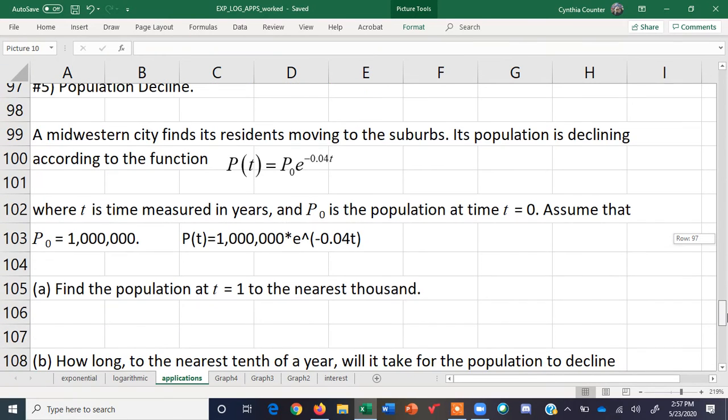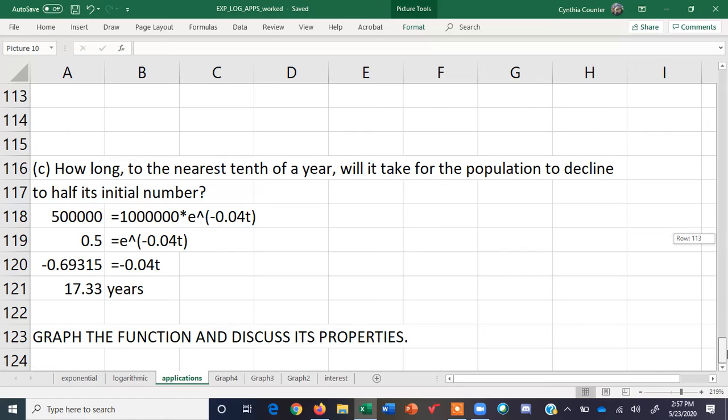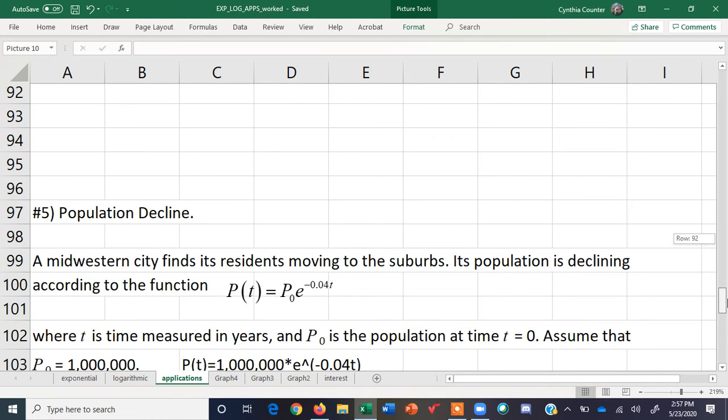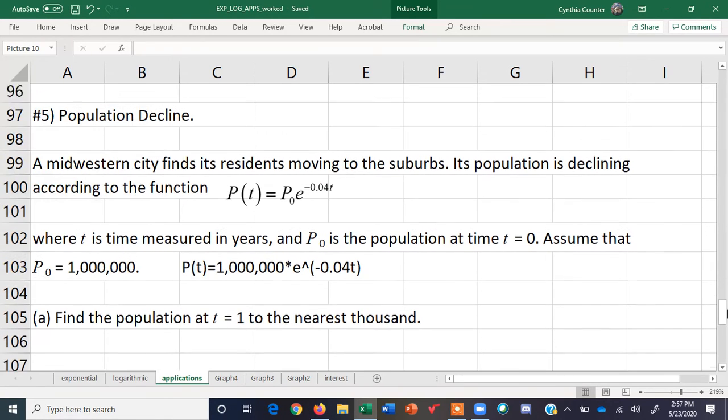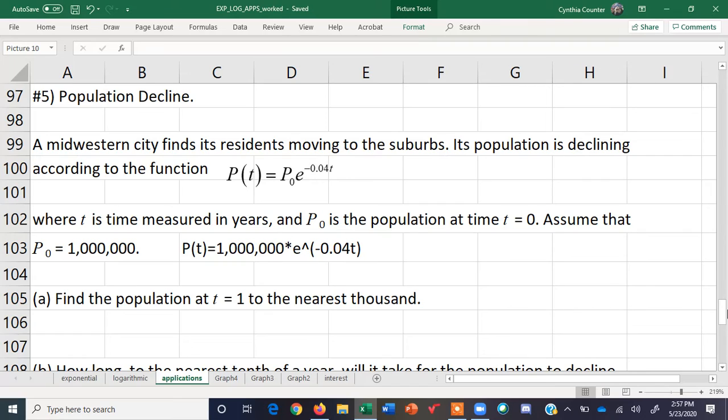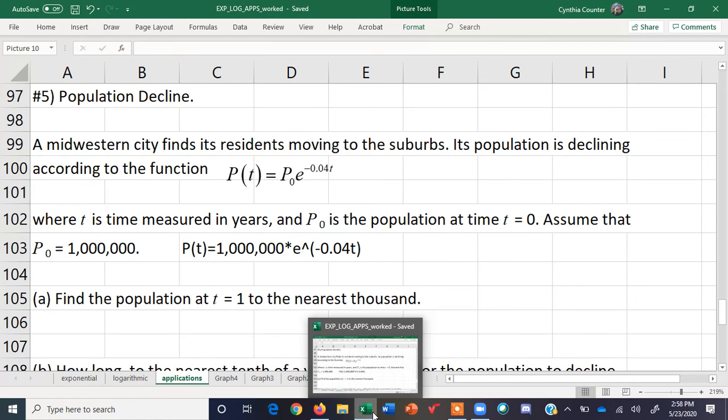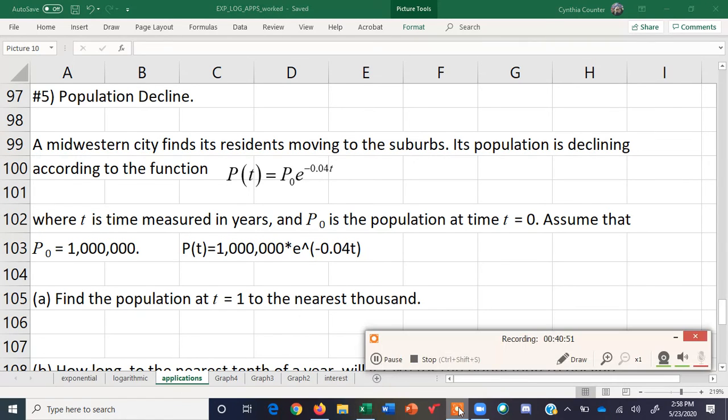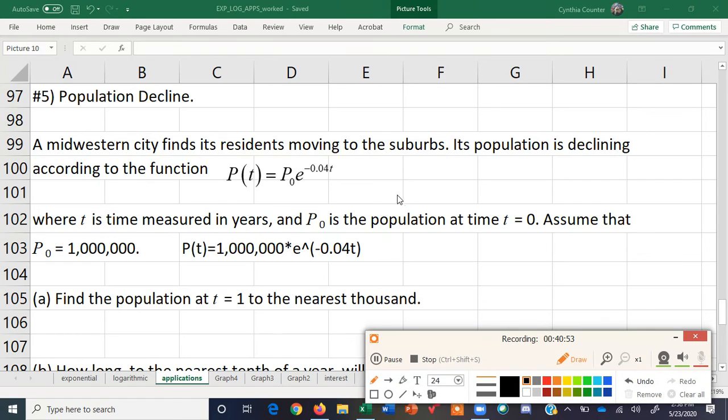I believe this is our last example, which has several parts. Population decline. So exponential, but with a negative exponent. Exponential with a negative exponent. You might recall that this is a decreasing function.